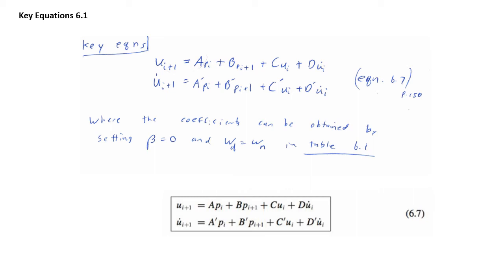So as we start this here, first thing we want to do is take a look at what they've given us, what they're asking us to solve for, and come up with what our key equations are. So in this case here, our key equation comes from equation 6.7 on page 150 of our textbook.